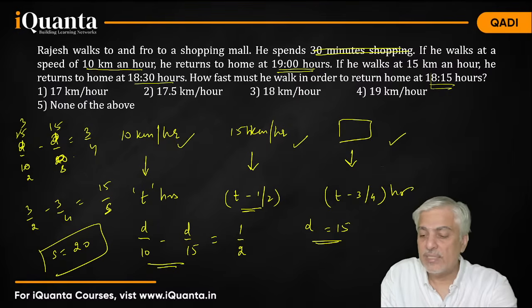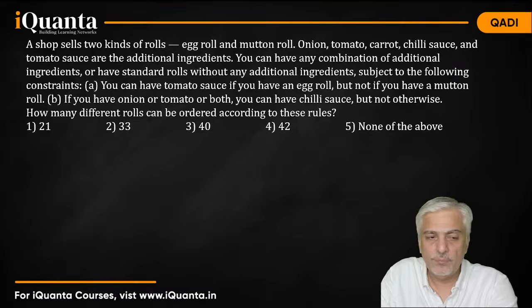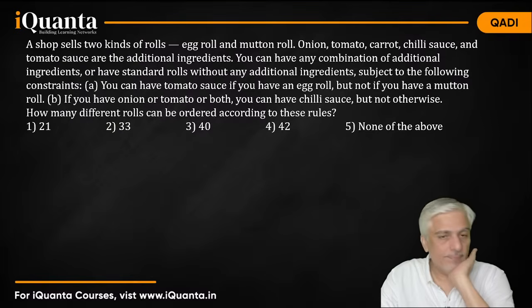Okay, let's continue. Yeah, unitary method is one thing. Obviously, I was just thinking any progressions we could have used. Next one. Something like this was asked in CAT this year.